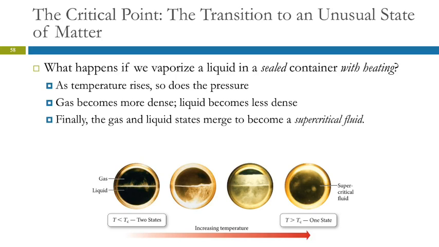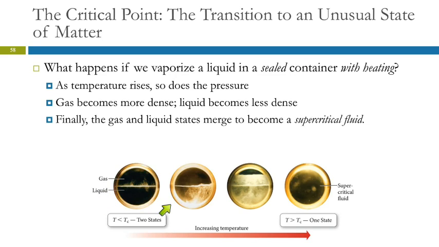So we have an illustration here. It's a little difficult to get good pictures of this because it occurs in a highly pressurized container, and so you can't just do it in a piece of glassware. So here's a little window into this container. Here we see the liquid and the gas. There are definitely two states.